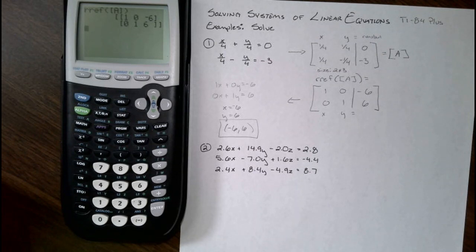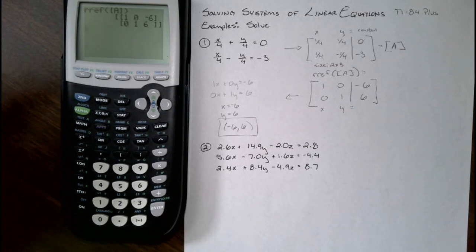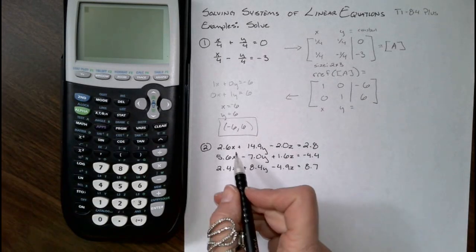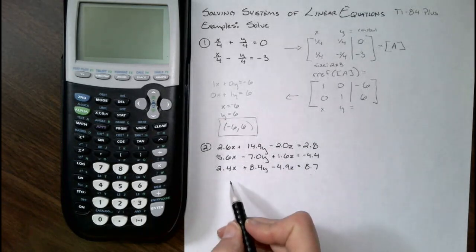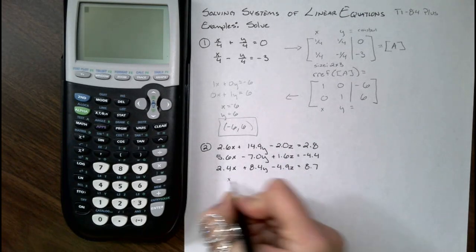Let's try the second one here. Now the second one looks like it's going to be much more complicated because it has all these decimals, but it shouldn't be too bad at all. So first thing, I want to make sure that everything is lined up. I have my x's, my y's, my z's, and my equal to.